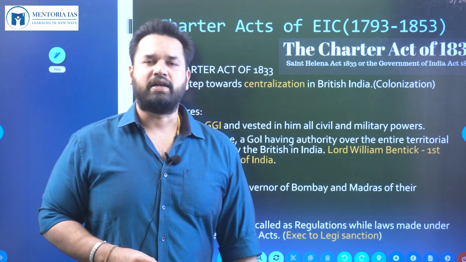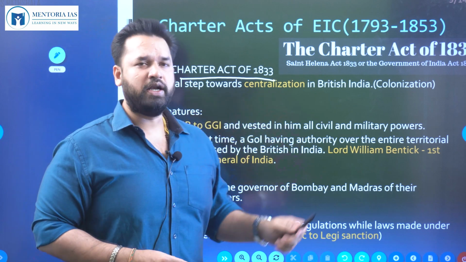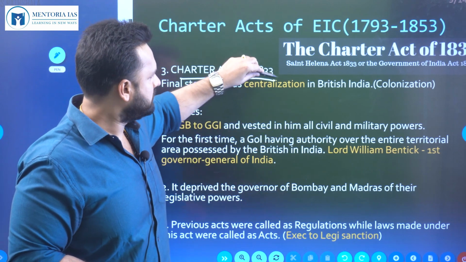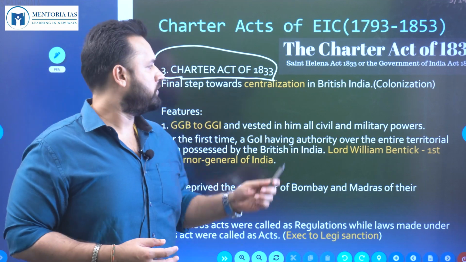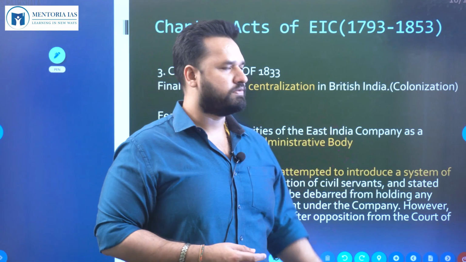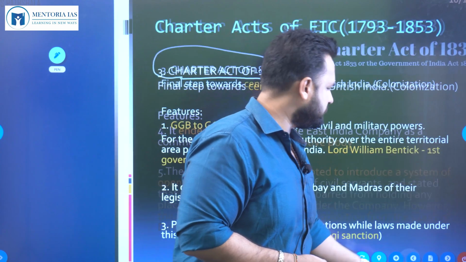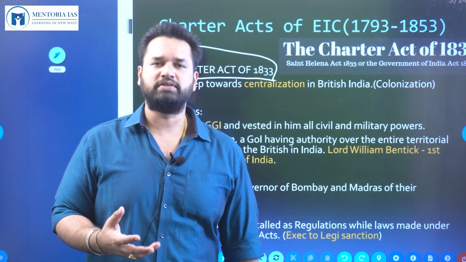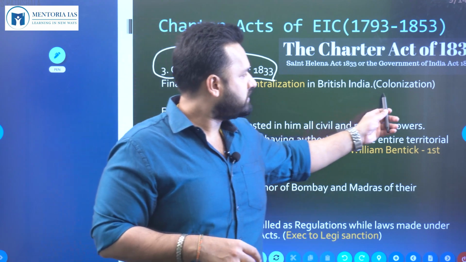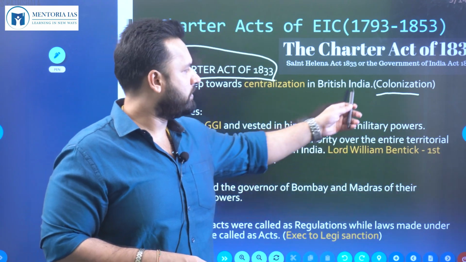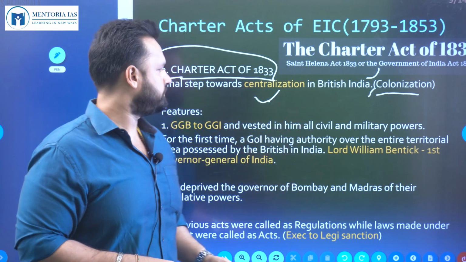Okay, the next act is the Charter Act of 1833. Don't be worried, remember the tricks to remember all the Charter Acts. The Charter Act of 1833 was the first step towards centralization. What does centralization mean? Centralization is nothing but control, that is colonization. So you become a complete British colony through centralization.